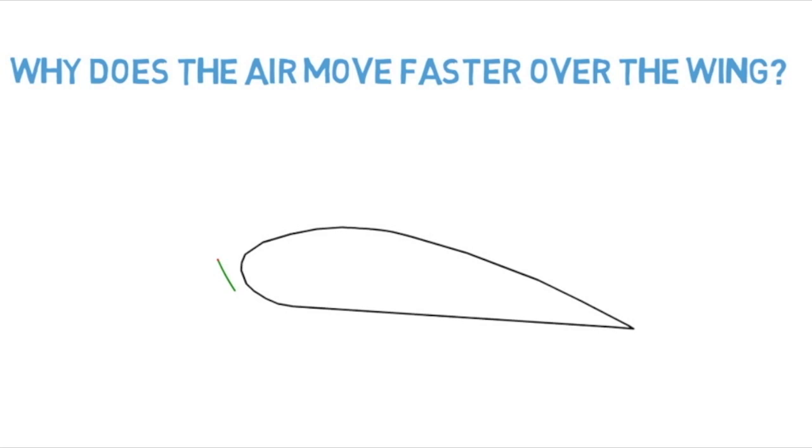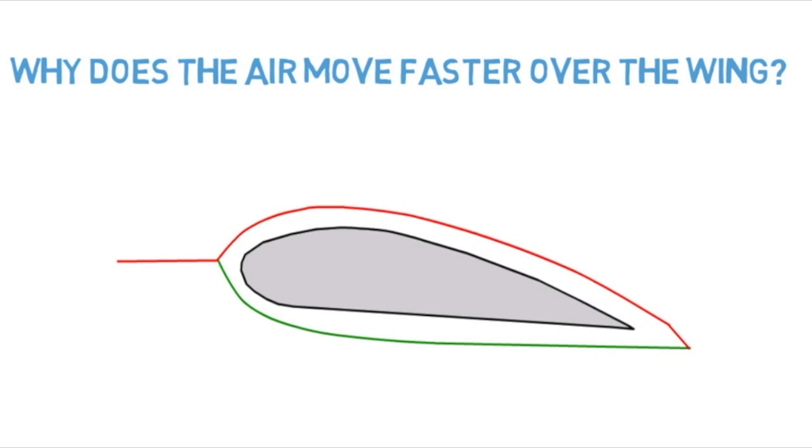A common misconception is that the air molecules have to meet at the end of the wing, and because the distance over the wing is longer, the air above the wing moves faster, so it has to meet the other flow that goes below the wing in the end. But this is actually a wrong explanation.